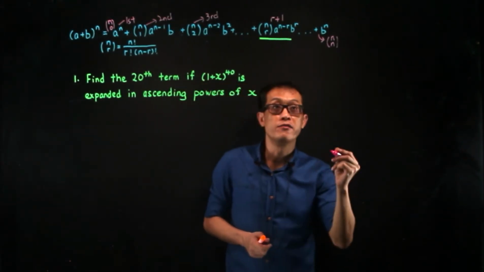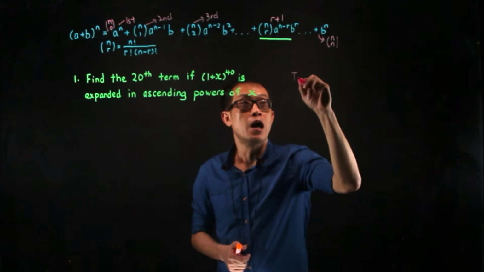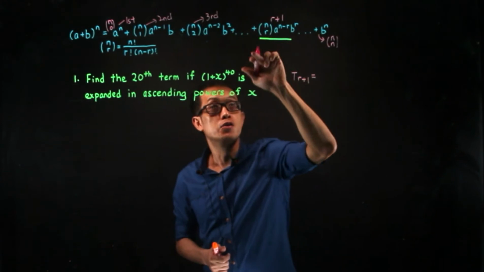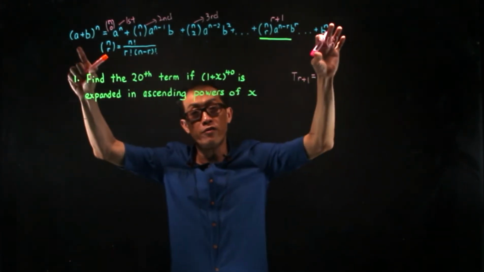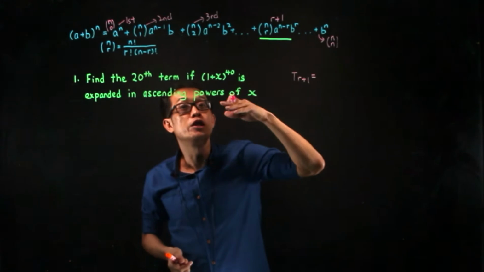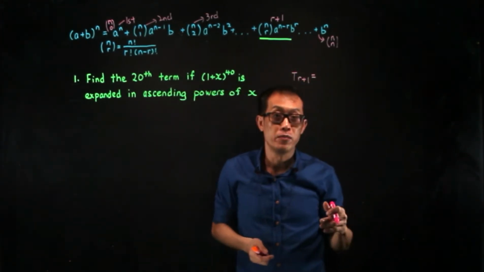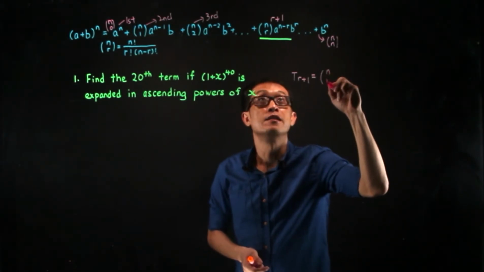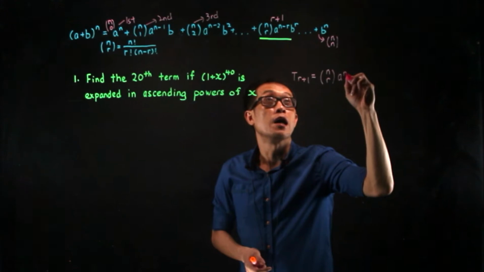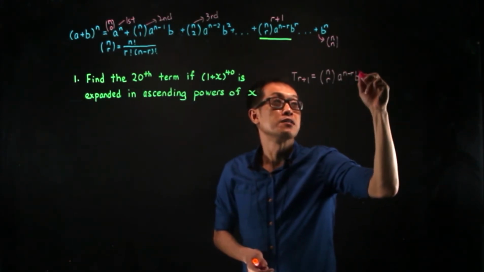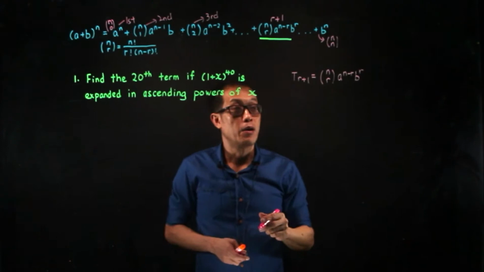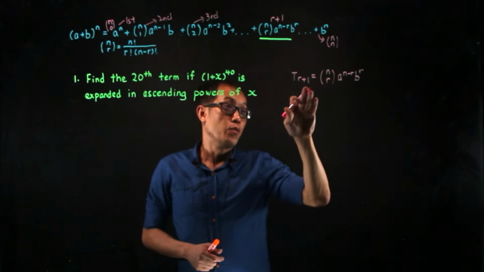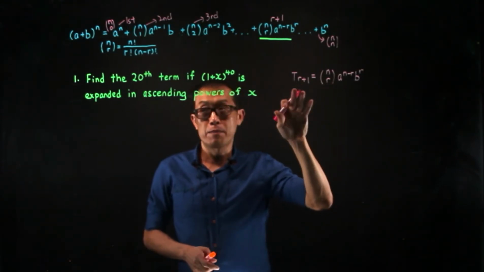So the general term formula for T(r+1) will be this part. You don't need to remember it because this whole formula is given in your formula sheet. You must learn to recognize which term is the general term formula, and this is the r plus 1 term. So this is nCr a^(n-r) b^r for this expansion. Once again, when this is r, it's actually the r plus 1 term.